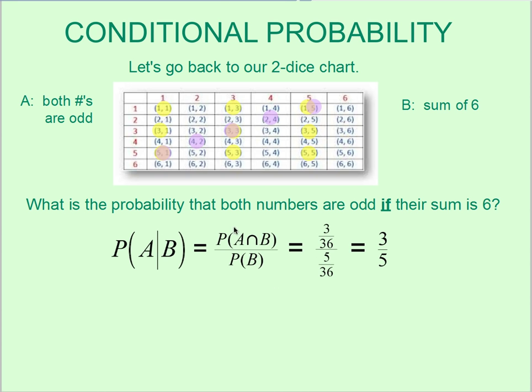So here's another way to look at it. I look at the intersection. I have 3 spots that have both to be true: both numbers are odd and their sum is 6. Out of how many have a sum of 6? Only 5. So out of the 5 spaces where the sum is 6, only 3 of them have both numbers that are odd.